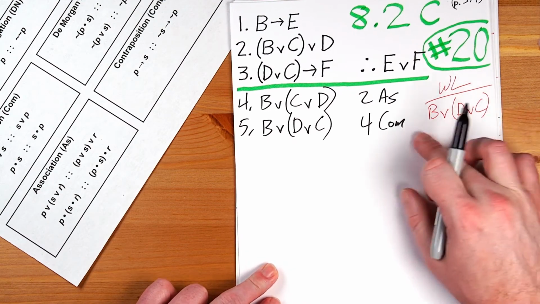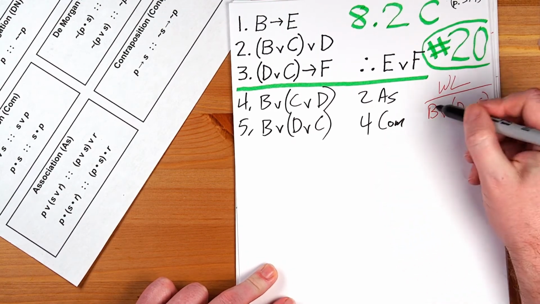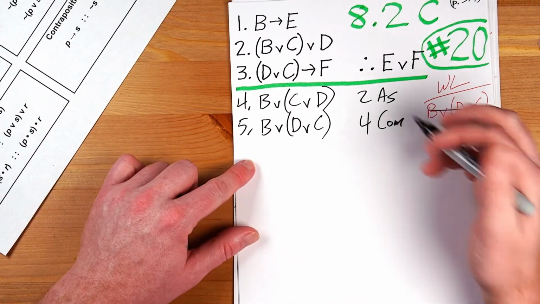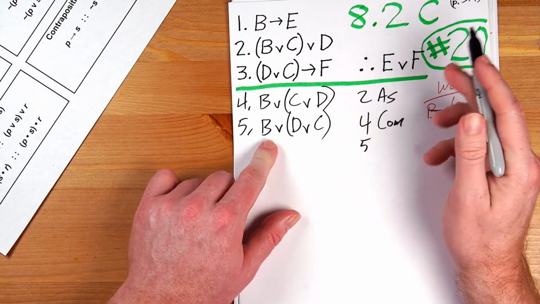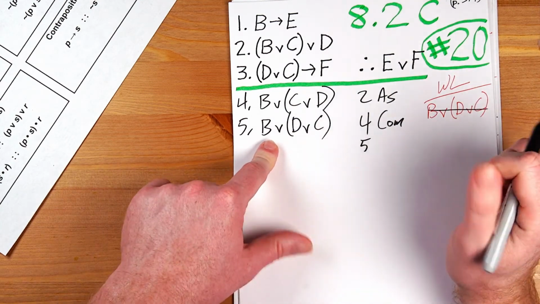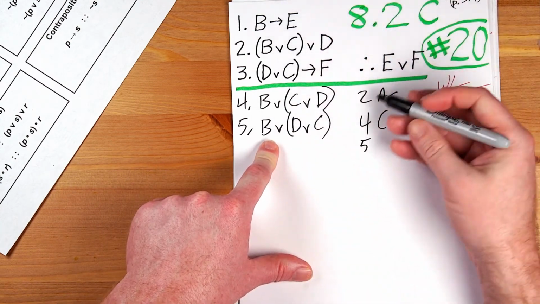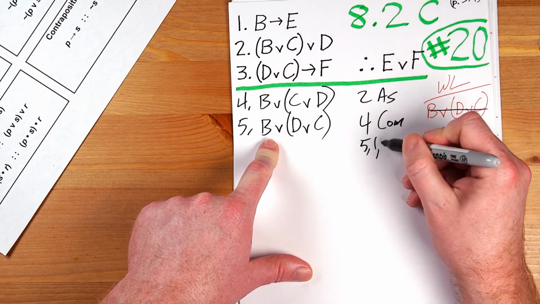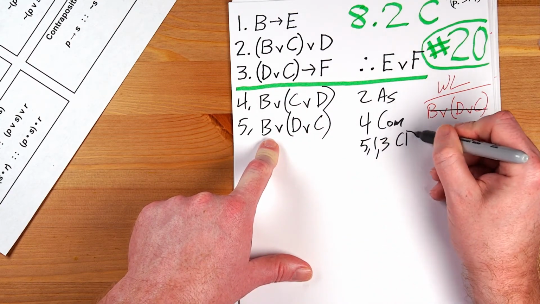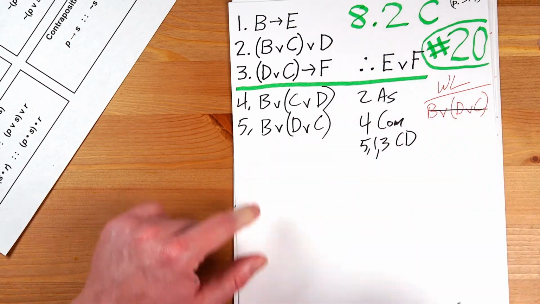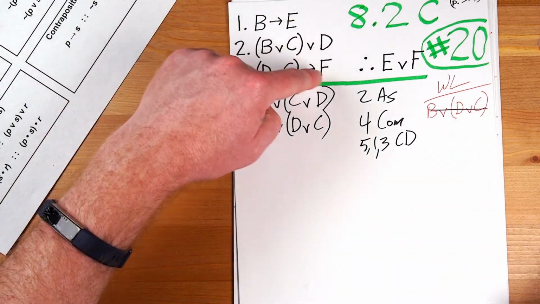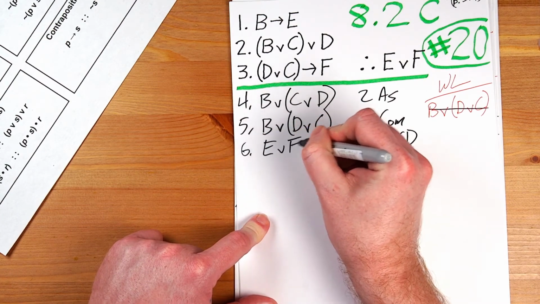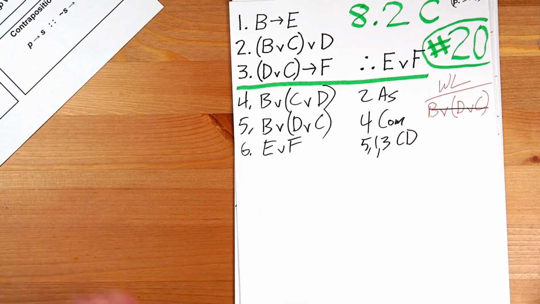So now we have our disjunction we wanted, and we can go ahead and do constructive dilemma. So 5 with the conditional in 1 and the conditional in 3. Constructive dilemma, that's going to give us E or F. Perfect. So there you go.